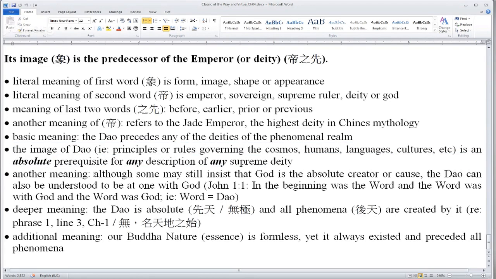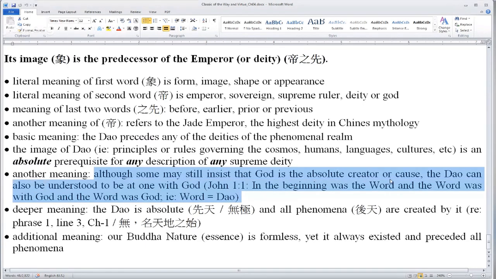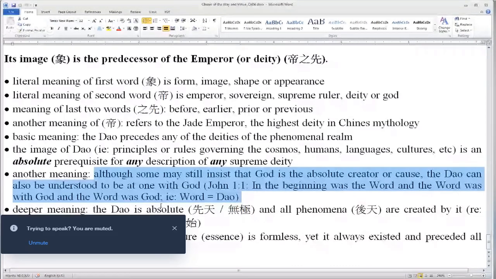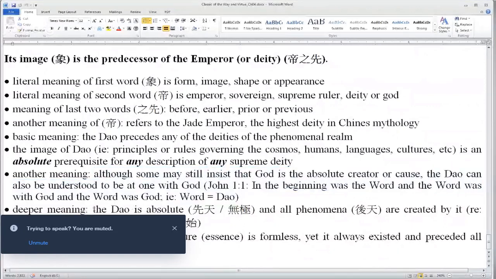Another meaning is this. Some may still insist that God is the absolute creator, the supreme. But the Tao can also be understood that way. In John 1:1 it says, in the beginning was the Word, and the Word was God. If you substitute the Tao for the Word, then it's the same thing. The deeper meaning is that the Tao is absolute.